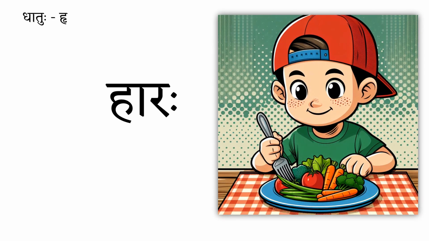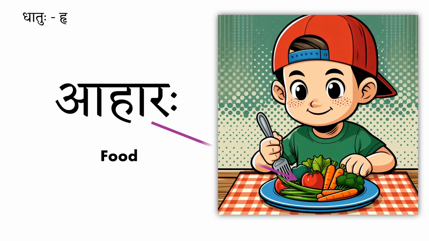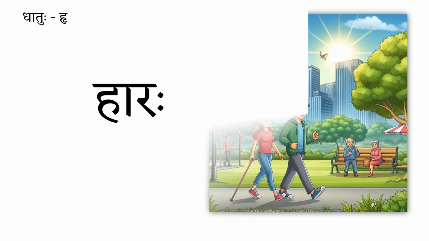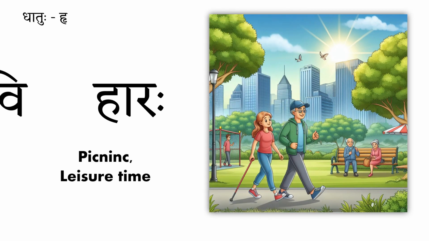Now a is an upasarga. When a is added to haraha, the noun which is derived from hru dhatu, it becomes aharaha. Now aharaha means the food that we eat. And note that there could be multiple meanings, so we are looking at just one or two meanings for each of these words. Aharaha means food.